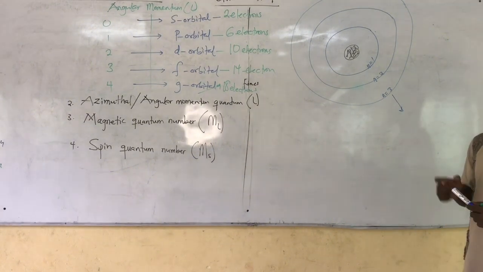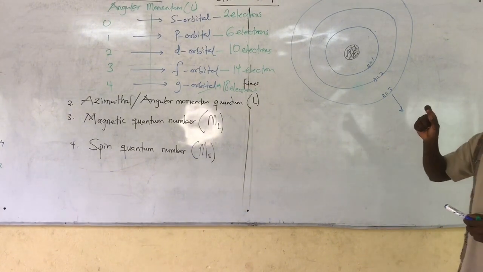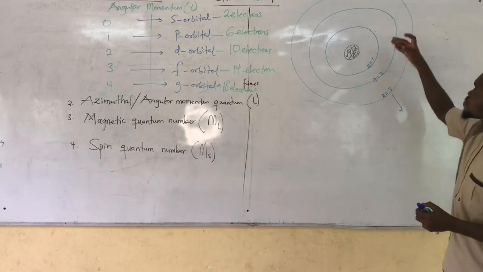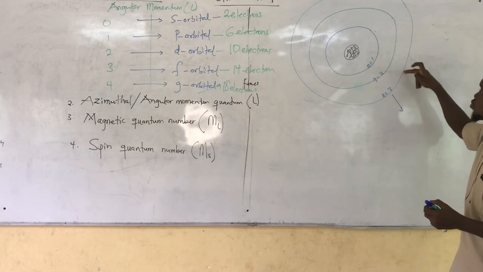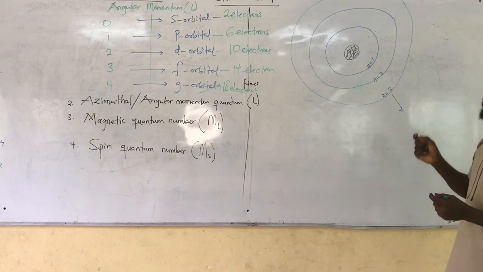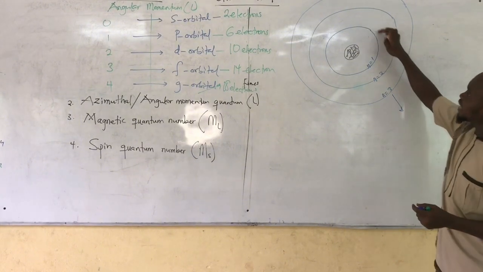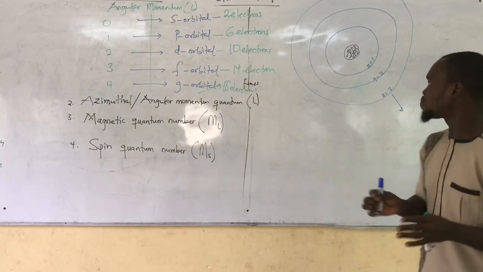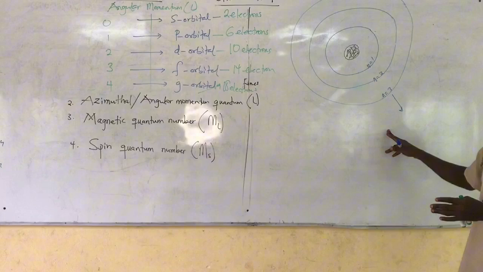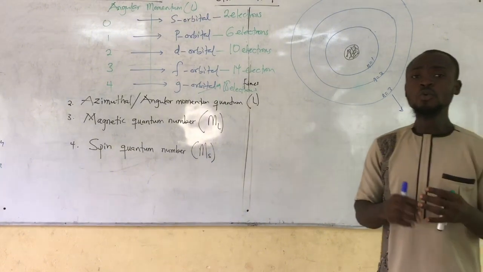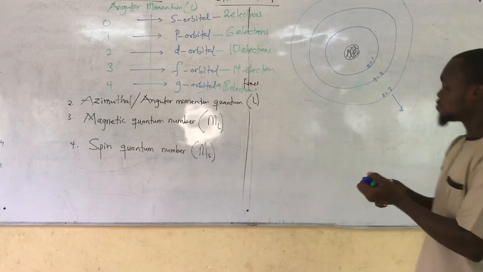Is that okay? Now, the azimuthal quantum number also gives an idea about the orbitals that are present in each of these shells or energy levels. Is that okay? So it simply means that with the help of these energy levels, we can also identify the type of orbitals present in each energy level. How do we know the type of orbitals present in each energy level? We use a value range.